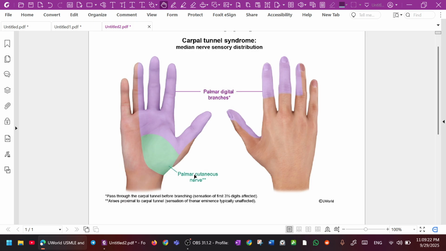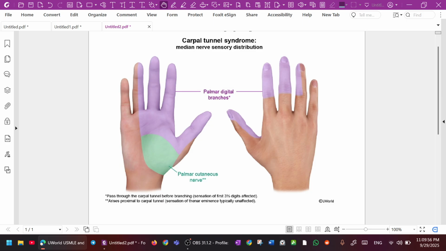CTS does not affect skin sensation over the thenar eminence. So carpal tunnel syndrome does not typically affect skin sensation over the thenar eminence, because the median nerve palmar cutaneous branch arises proximal to the wrist and passes over, not through, the carpal tunnel. So sensory involvement usually does not happen.